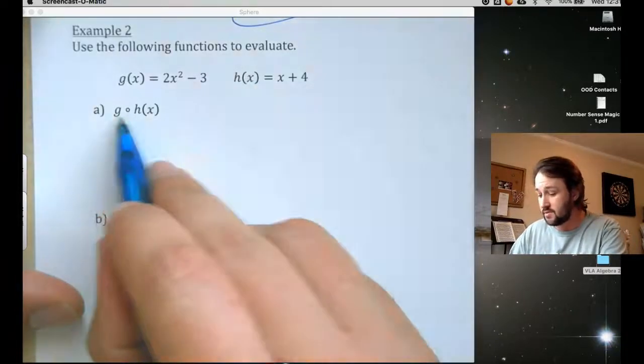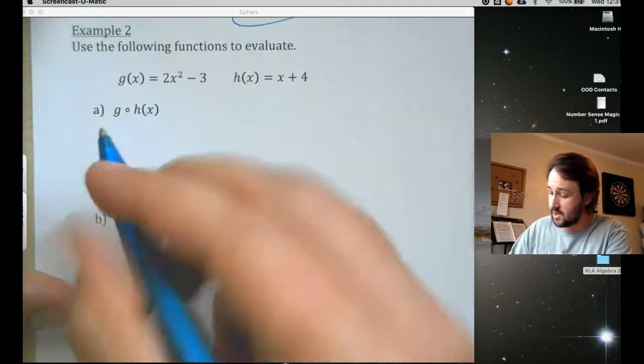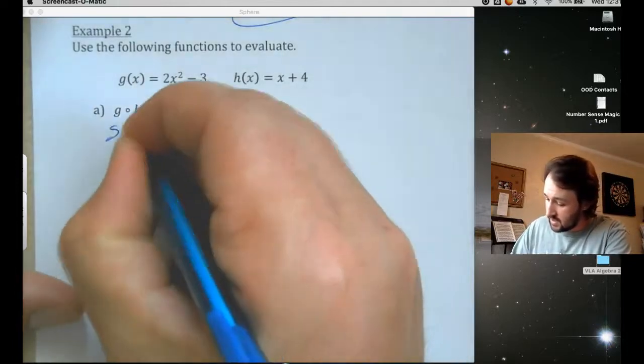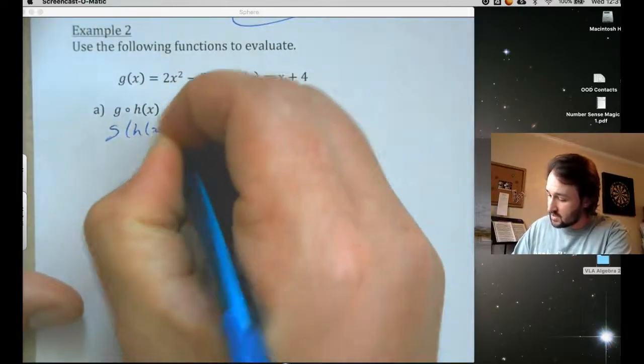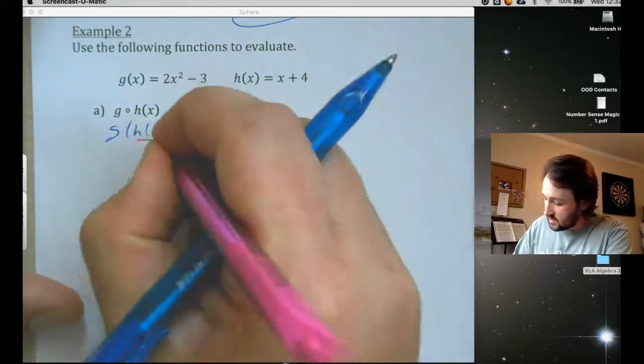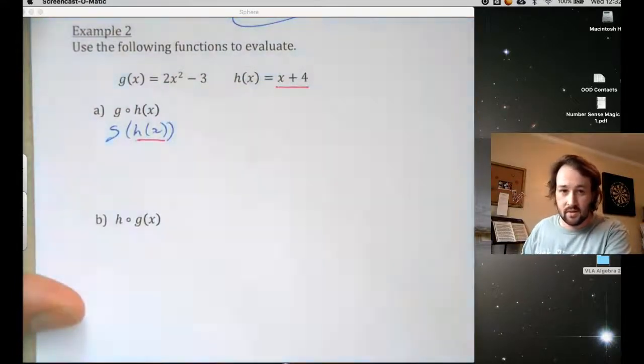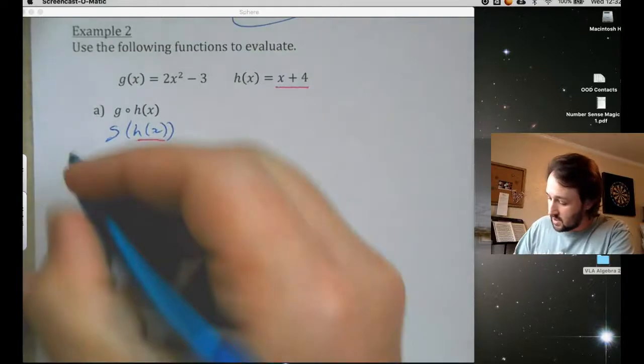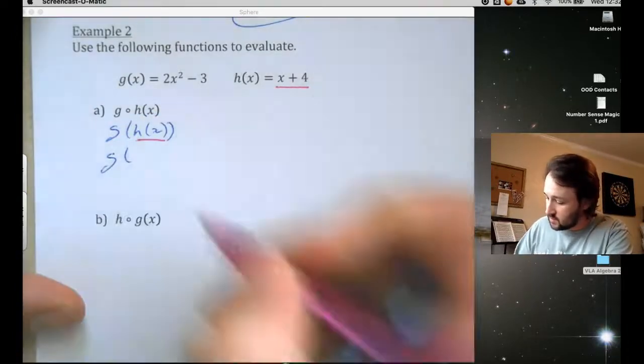All right, so I have g of h of x. So I have different function names now, but it's still the same exact idea, g of h of x. So my h of x is that right there. So I'm going to take that and substitute it in so that I have g of x plus 4.